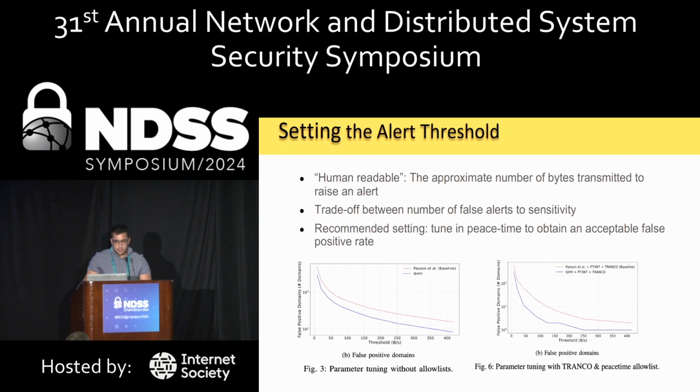Another advantage of this method is that it's very comprehensible. We're not using a threshold on a scale of 0 to 100, which can't really be explained. The threshold is essentially the number of bytes that need to be transmitted to raise an alert. So we can see that there's obviously a trade-off between the number of true positives and false positives. The lower you set the threshold, the more likely you are to detect an attack, but it might come at the cost of false positives. We propose to tune it during the peacetime generation, to get what you would refer to as an acceptable false positive rate.